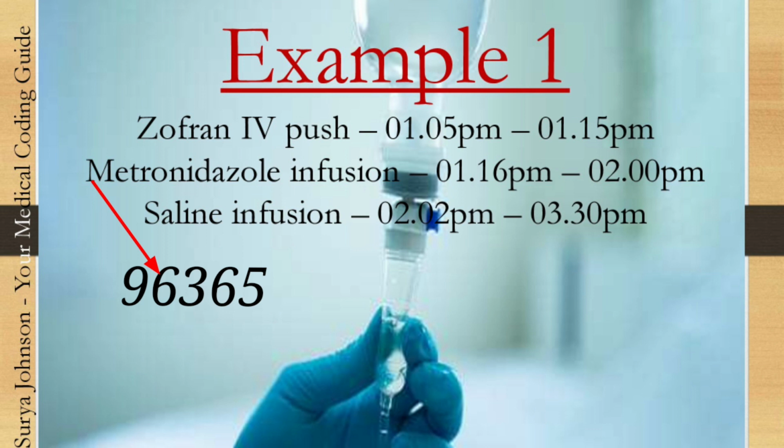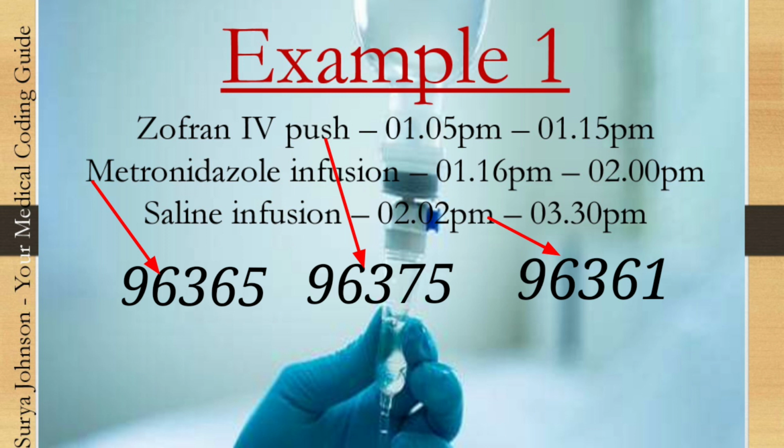So there is already an initial code. All the other codes will become subsequent codes because it's all given in the same IV access on the same day. After infusion, there is an IV push. So Zofran IV push 1:05 to 1:15 p.m., we'll code 96375. Then there's a saline infusion of 2:02 p.m. to 3:30 p.m. So it is coming around 88 minutes. It doesn't cross the 90 minutes. So we can code 96361 here.